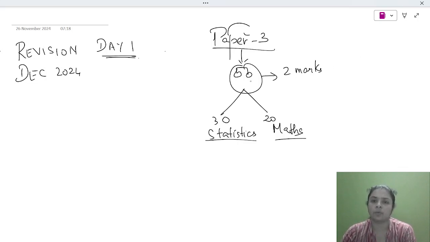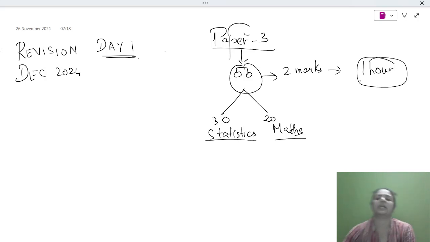And what is the total available hours for this paper? Can anyone tell me? 1 hour. Yes. So technically we are going to have 1 hour in which we are going to attempt these 50 questions. In other words, 60 minutes for 50 questions. And how to make the best use of this 60 minutes in terms of your answering is going to be on how you prepare for your paper.